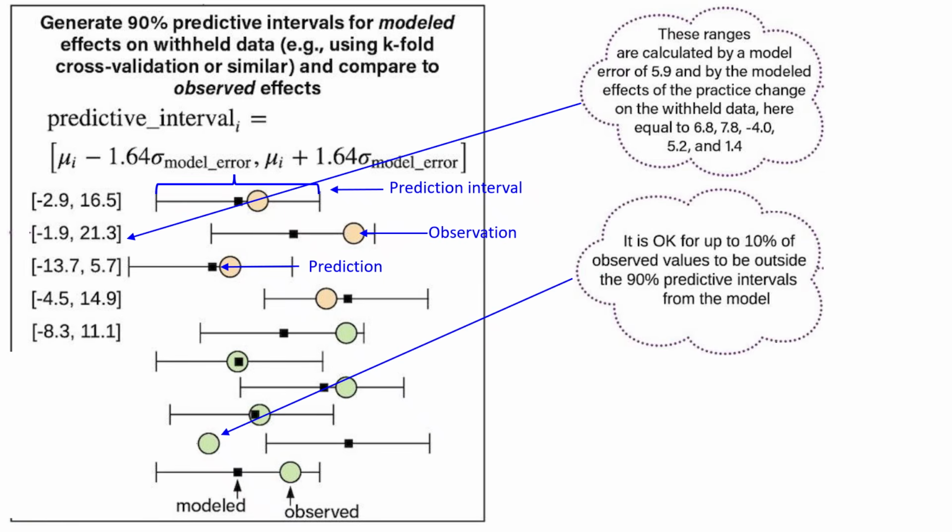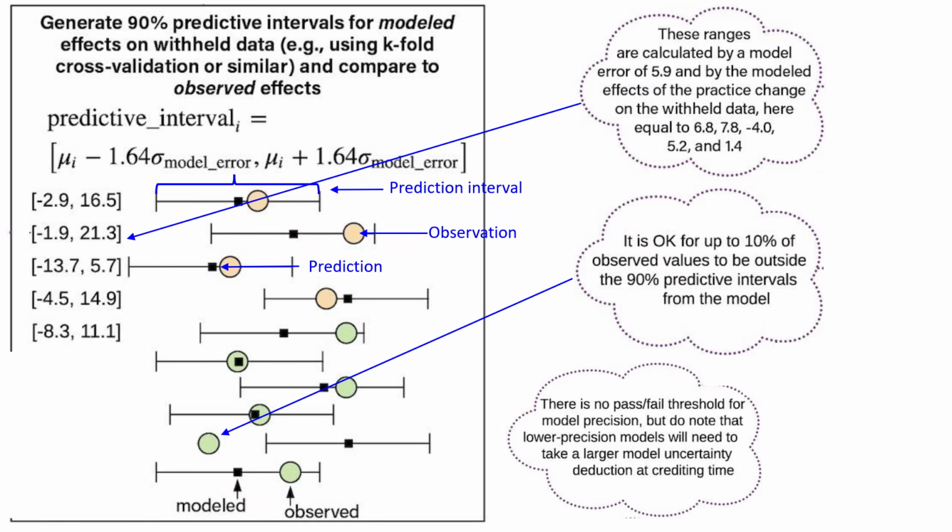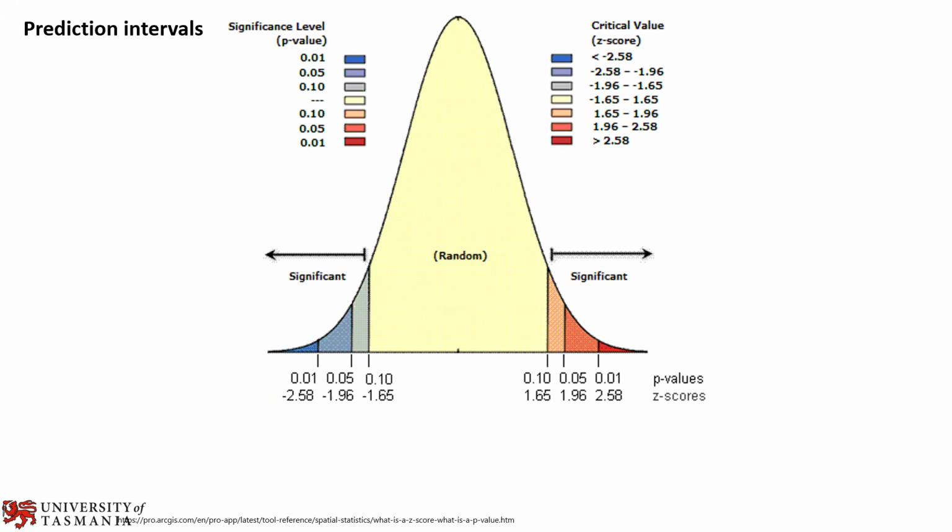And it's okay for up to 10% of your observations to be outside the model prediction. And again, the 90% prediction error is an arbitrary threshold. If you're dealing with something like a carbon program, the more observations you have outside the uncertainty, the prediction error, the greater your uncertainty deduction. So it's in your best interest to have as many observations within the model prediction error as possible. It's also important to note that the observed values probably will have some uncertainty in themselves.